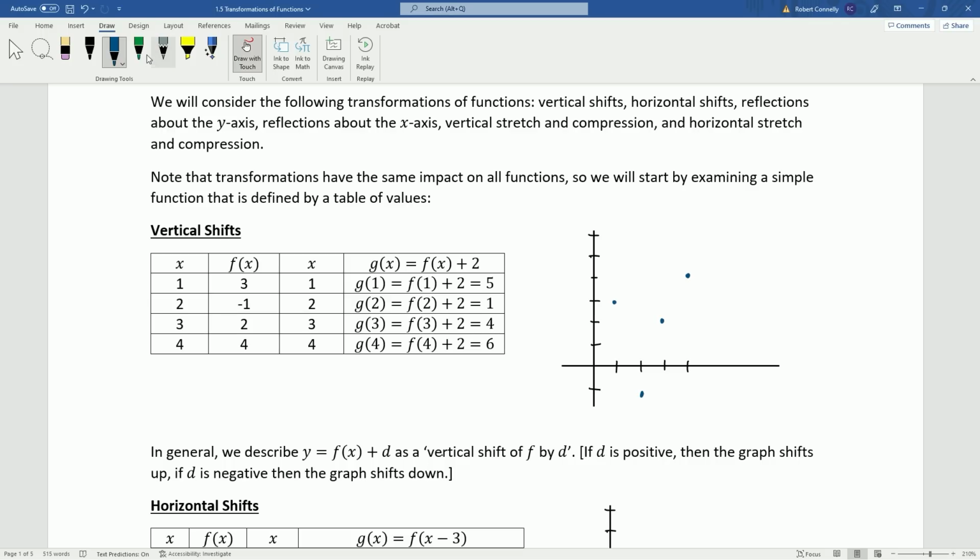All right, so what we're going to do is look at this transformation in green. So our new function g is going to be defined by f of x plus 2. So in other words, when I plug in these same x values, g of 1 will be f of 1 plus 2. Well, f of 1 is 3, plus 2 is 5. So this is going to give me 5. And then g of 2 here is f of 2 plus 2. So we're taking the y value from here and adding 2 to it. That gives us 1.